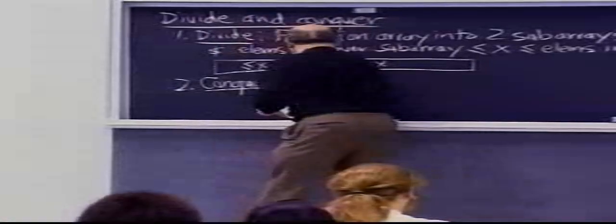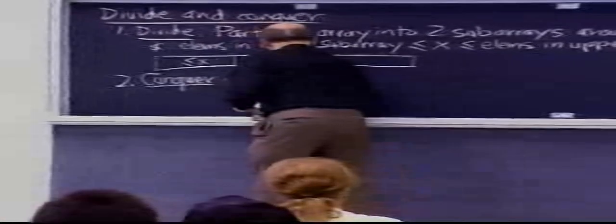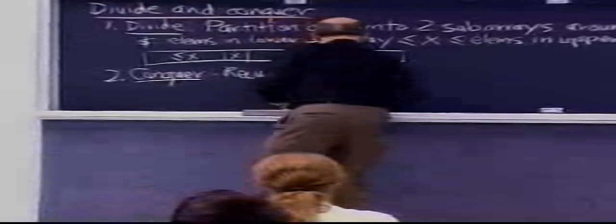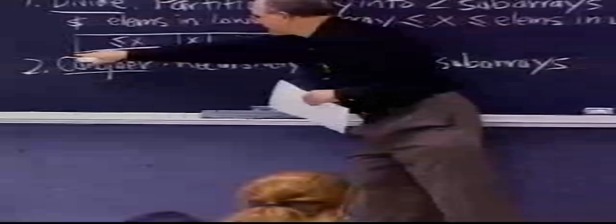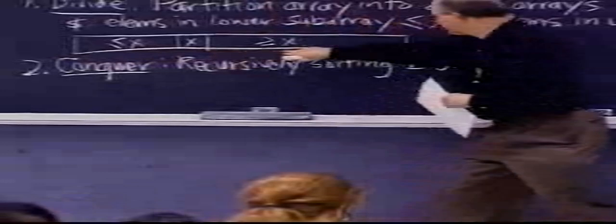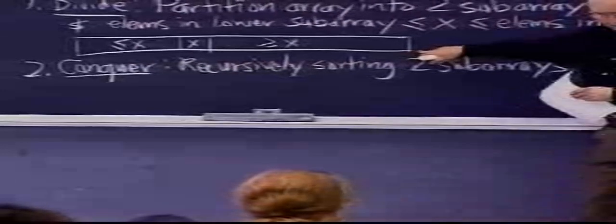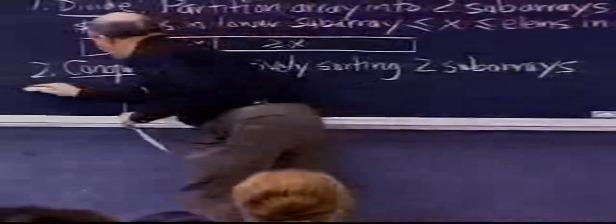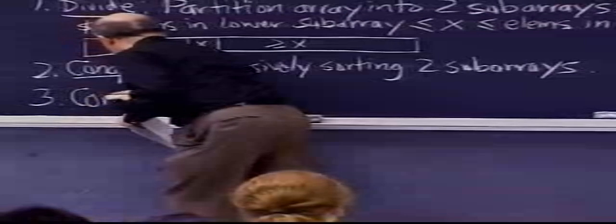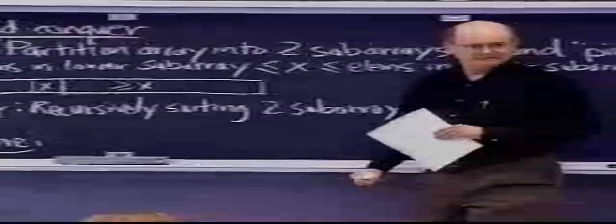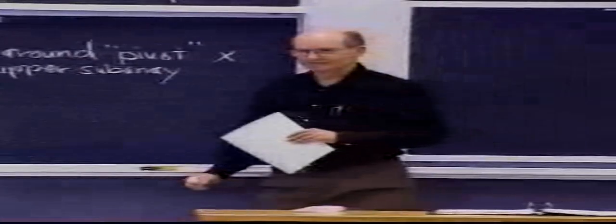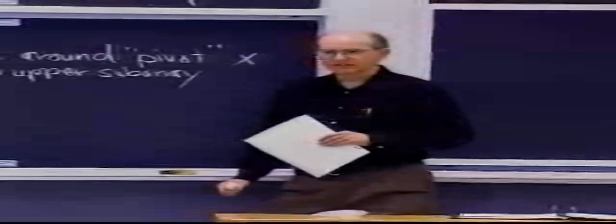by recursively sorting the two subarrays. So we sort everything in this subarray, and we sort everything in this subarray. And what's left to do to get the sorted answer for the combination? What's left to be done?